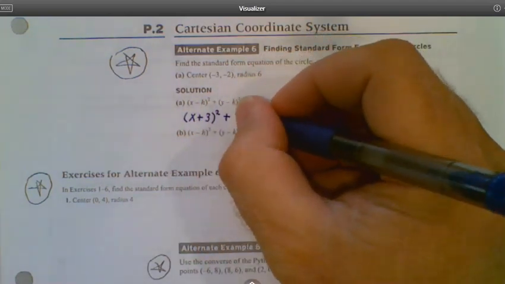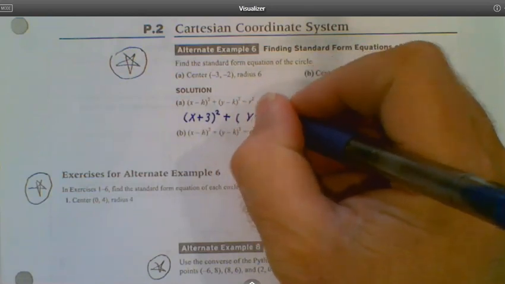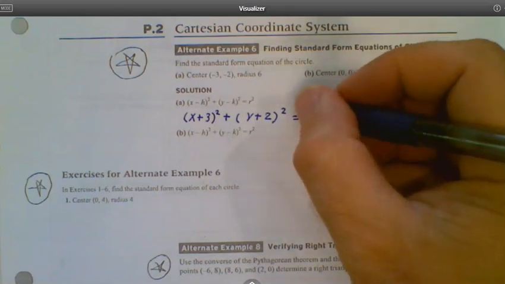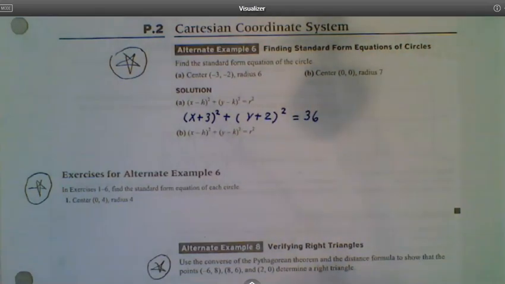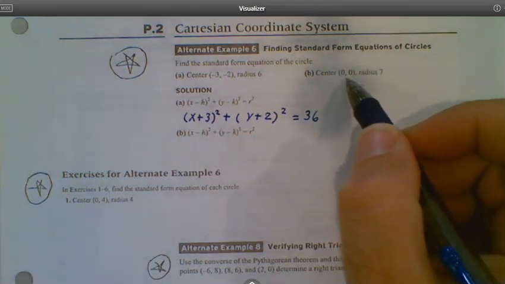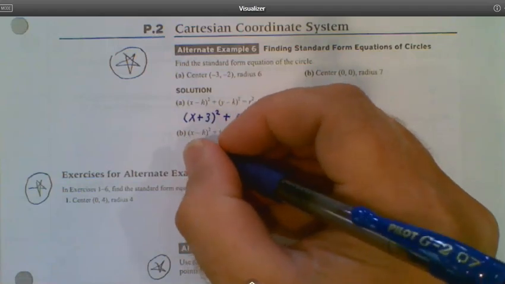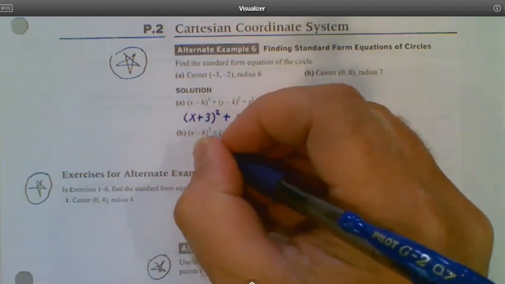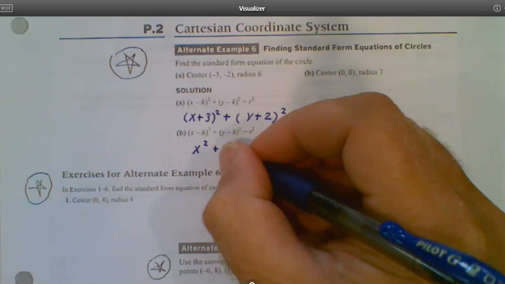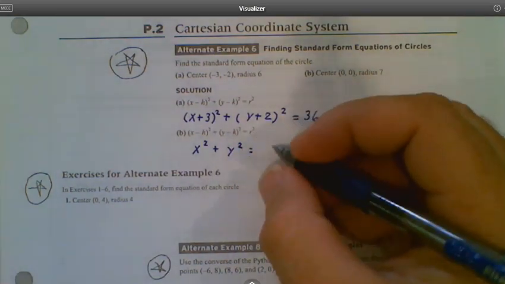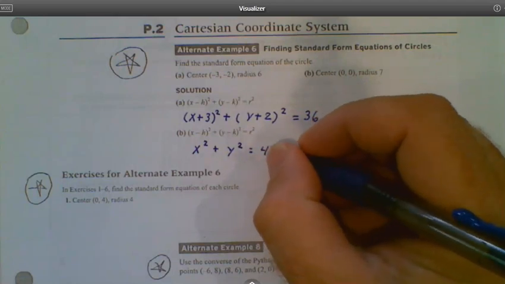Same thing with our y is going to become y plus 2 squared. And then r squared, which would be 6 squared, which we do want to simplify, so it should look like this. As far as the zeros go, anytime you got zeros for either h or k, all you're going to get is just an x or a y squared on those. So it should look like this. With a radius of 7 squared, we would write as 49.